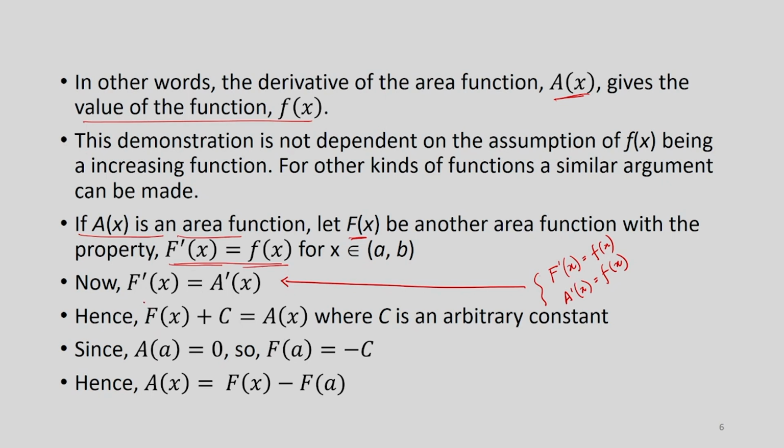Now, F dashed of x is equal to A dashed of x, that means F(x) plus c is equal to A of x, where c is an arbitrary constant. How am I saying this? Because you take this relationship and you take the derivative of this, what do you get?